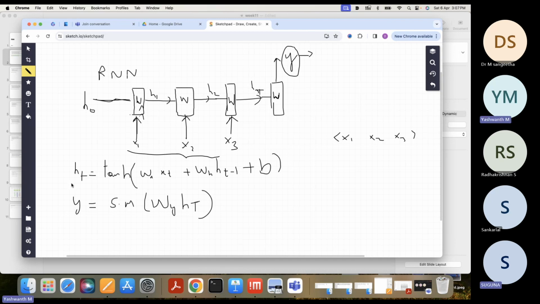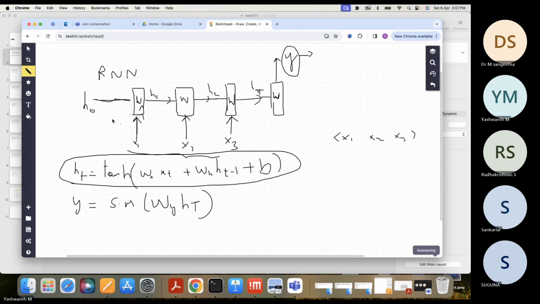So this is the form of RNN. You start with some hidden state that can be zero or some random value, and you feed your input. One thing: this input typically is text when you are dealing with NLP, a natural language application.